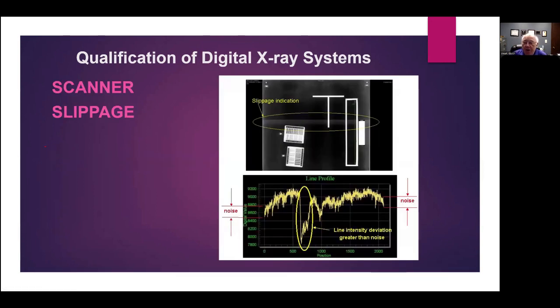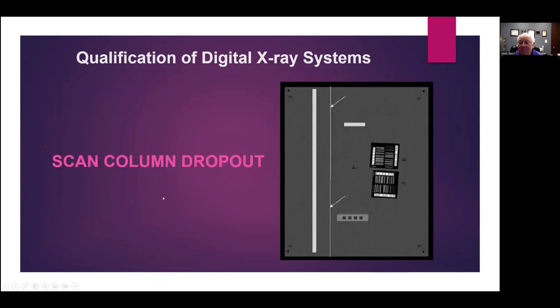Scanner slippage. So again, you take a measurement, and if there's any slippage, you'll see lines across it. You draw a profile line and you'll see a change. Scan column dropout. This is when the laser fails to read an entire line of data. So you would get a white line on your image, and that would be, again, a problem. Missing data.